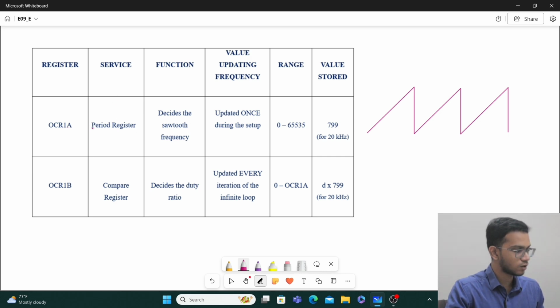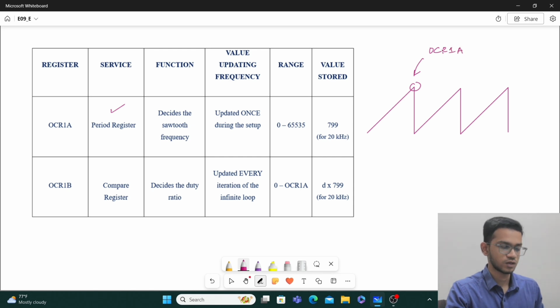So here OCR1A stores the period value. So whatever value up to which it should count is stored in OCR1A. What is its function? That is the one which decides the sawtooth frequency. This value, up to what value you are counting, decides what will be the width here, the time period of this sawtooth. Obviously, time period is nothing but a direct reflection of frequency.